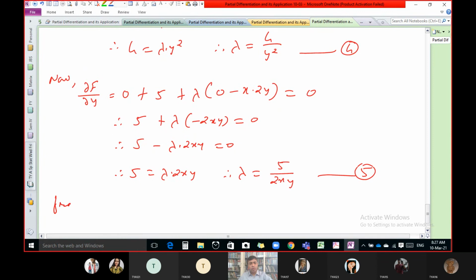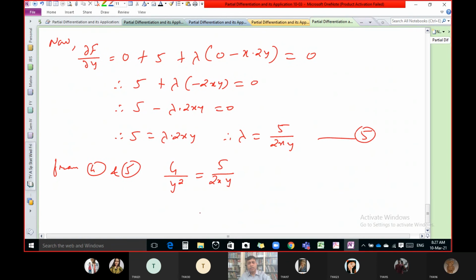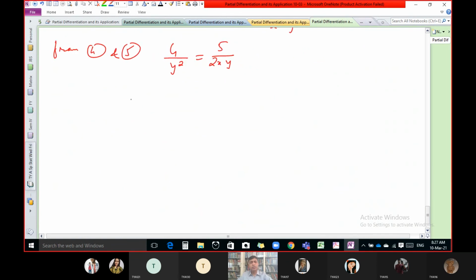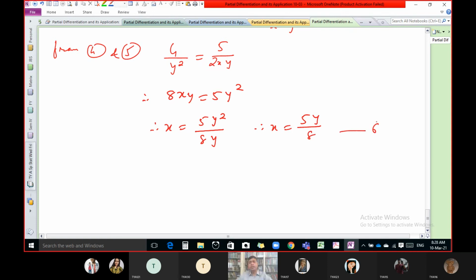Compare equations 4 and 5. From 4 and 5, both are the values of lambda. So 4 upon y square equal to 5 upon 2xy. Cross multiply. 8xy equal to 5y square. So what is x? Take 8y to the other side. 5y square upon 8y. Cancel 1y. So we get x equal to 5y upon 8. Equation number 6. Now put this value of 6 in equation 2.